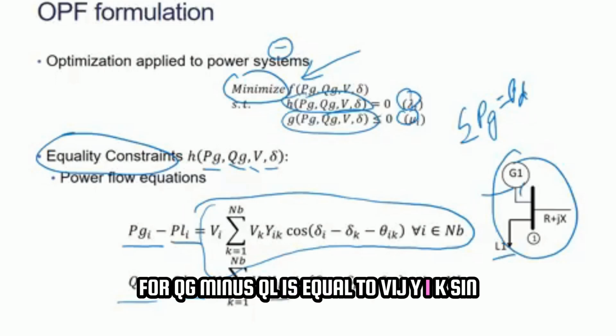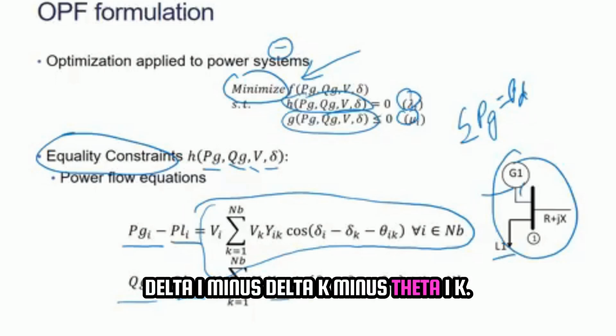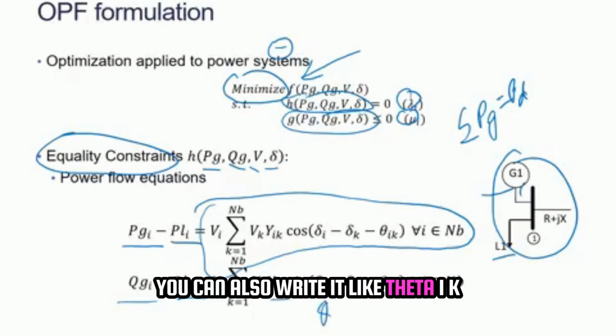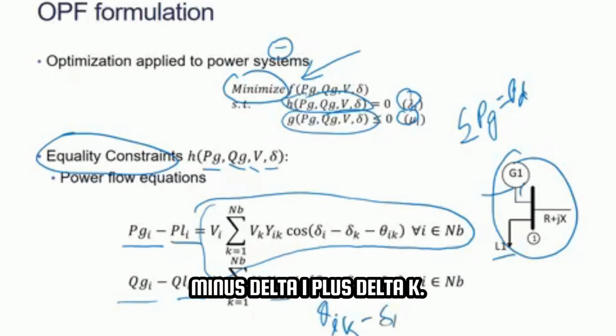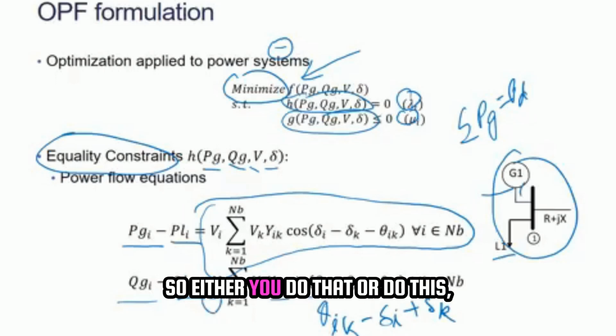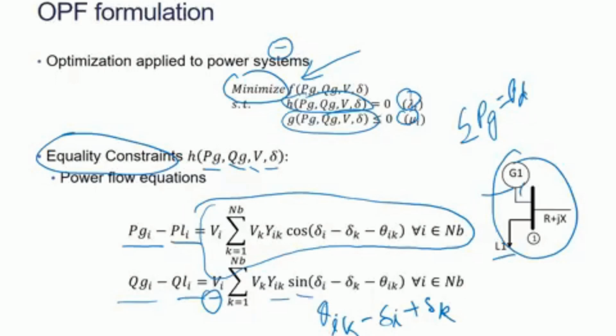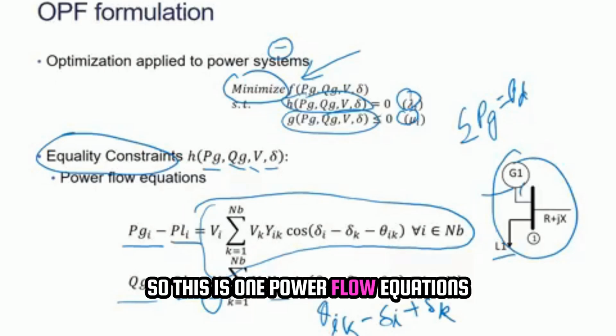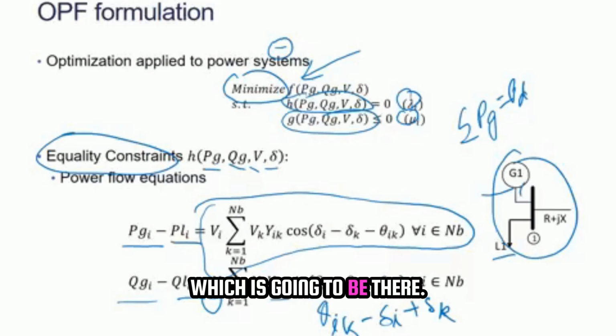to Vi Vj Yik sine (delta i minus delta k minus theta ik). You can also write it like theta ik minus delta i plus delta k, and then you can add a minus sign here. So either you do that or do this, both are going to be the same. I just represented it in this fashion. So this is one of the power flow equations which is going to be there.